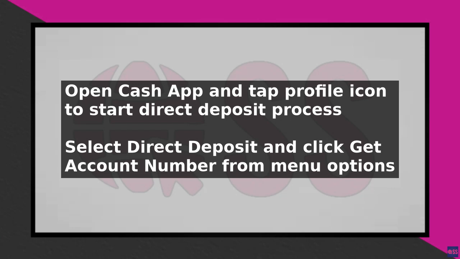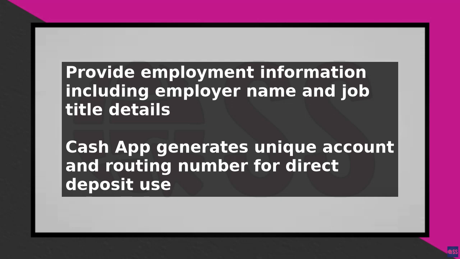Once you have entered this information, Cash App will generate a unique account and routing number for you to use for direct deposit. Write down or copy this account and routing number, as you will need to provide it to your employer or payroll department. They will use this information to set up direct deposit into your Cash App account.